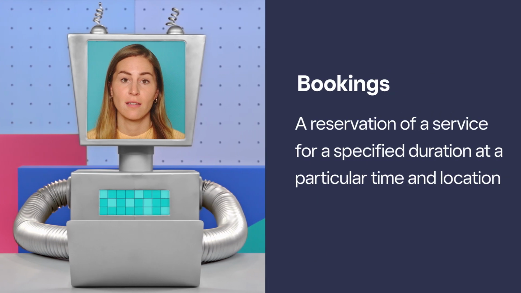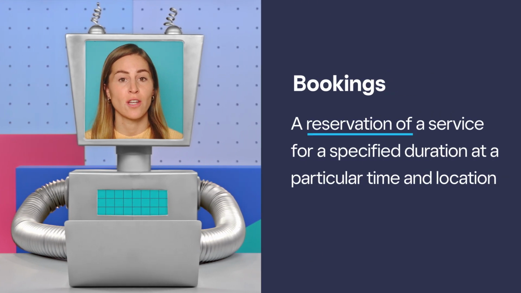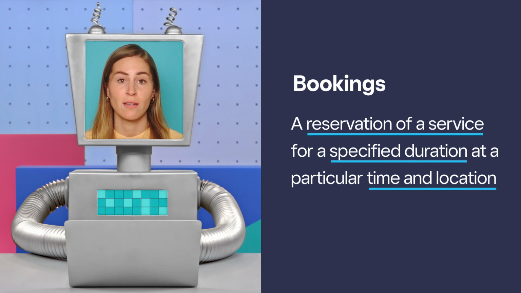Today I'm going to walk you through the Bookings API sample app. The Bookings API lets you create applications for Square sellers and their customers to create and manage bookings. A booking refers to a reservation of a service for a specified duration at a particular time and location.